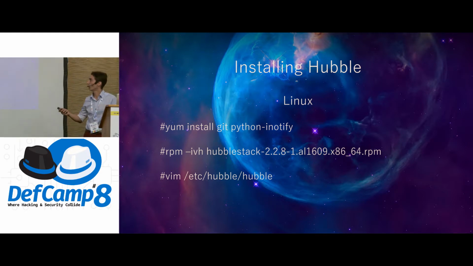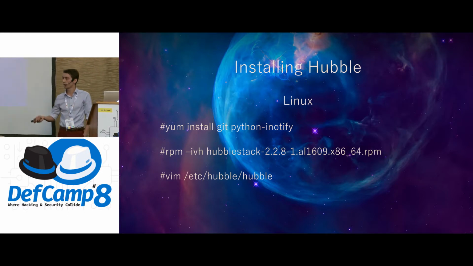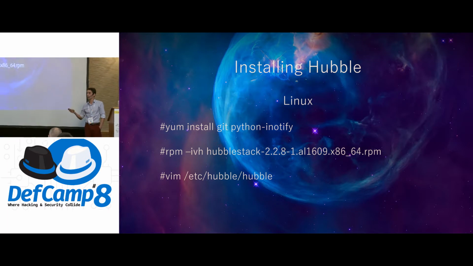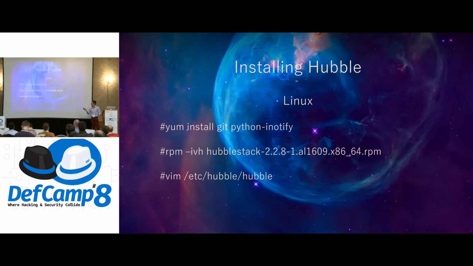So basically on Linux, all you need to do is install Git and Python inotify. Then you need to download the latest release from the GitHub page, install it, and then you need to modify the config file, which is located in /etc/hubble. There you'll have instructions in the config file, you will see later. But basically you need to uncomment the scheduler stuff and the returner and give it where you want it to return: index, token, how you want the data to be split. Just make sure you restart the agent whenever you make changes.